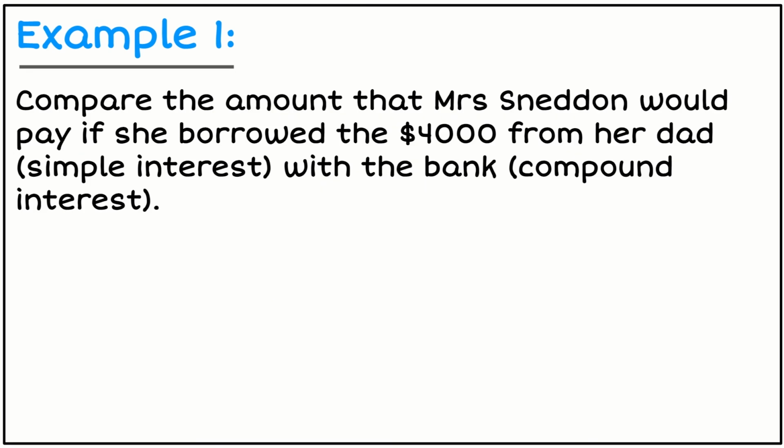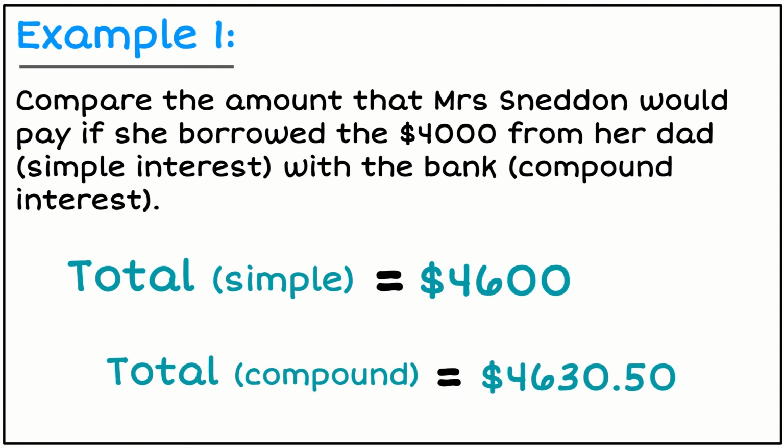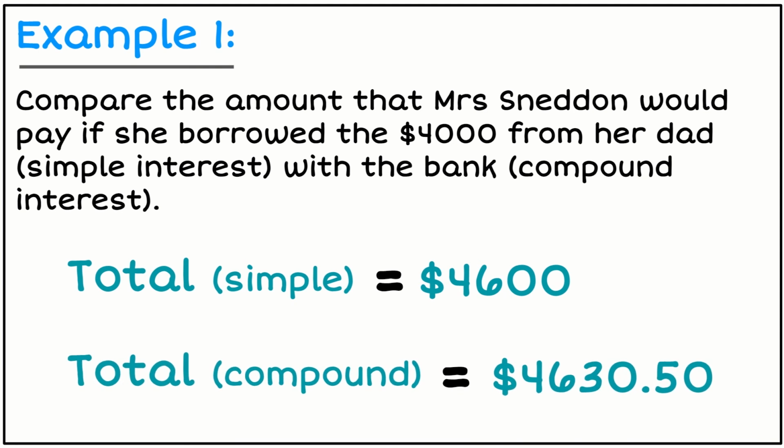So if I want to compare the simple interest versus the compound interest, so how much it would cost if I borrow from my dad versus how much I borrow from the bank. Well, we found that the total for the simple interest was $4,600, and that was after 3 years. The compound interest was $4,630.50. So borrowing money from the bank, because they use compound interest, is going to cost $30.50 more than if I was borrowing from my dad.